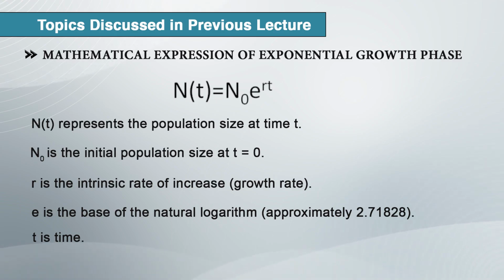So, in general the equation can be deduced as number of population at time t is equal to number of initial population size at the initial state or time 0, N0, times e to the power r t, where r represents the intrinsic rate of growth or intrinsic rate of increase, and t is the time that is used for the population size that is estimated at the time t.